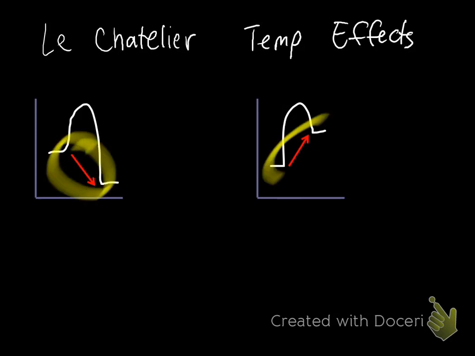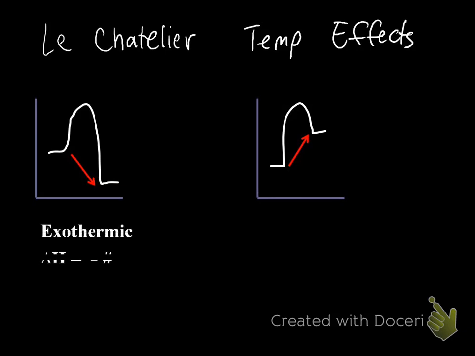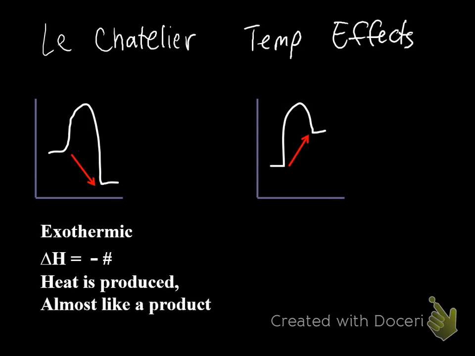Right here. So if you compare the beginning and end point, it'll give you an idea of whether it's decreasing or increasing. And we have different names for this. Things that are decreasing we call exothermic. And they have a delta H that is generally negative, a loss of energy. And we consider heat as a product.